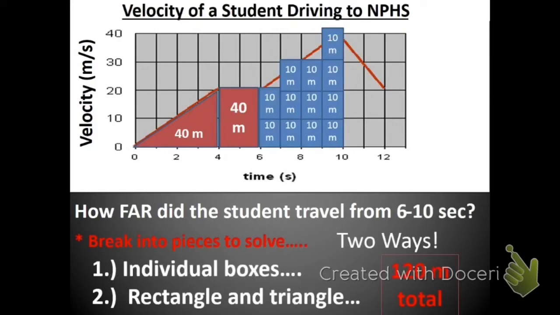So in this video, we looked at two types of graphs. We looked at position versus time graphs, the slope of which will tell you the speed or velocity, and velocity versus time graphs, the slope of which will tell you acceleration.